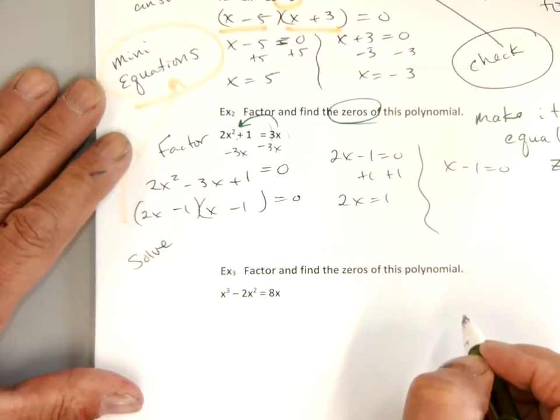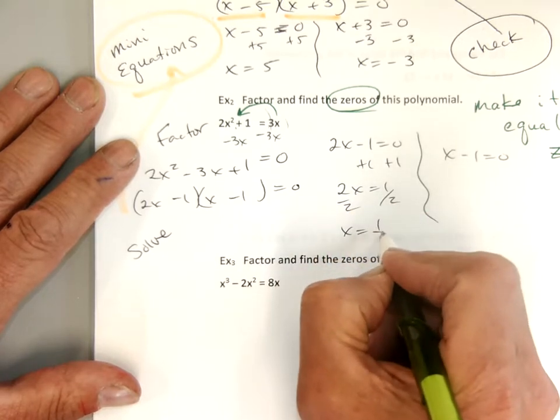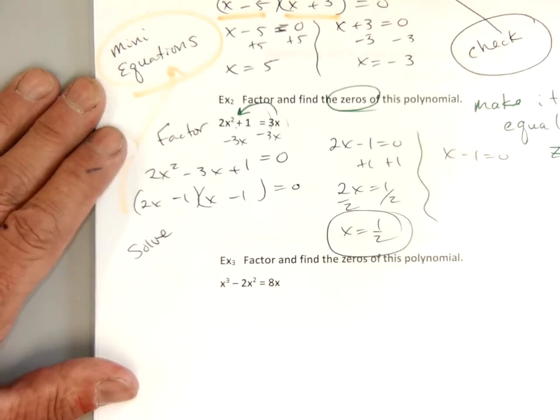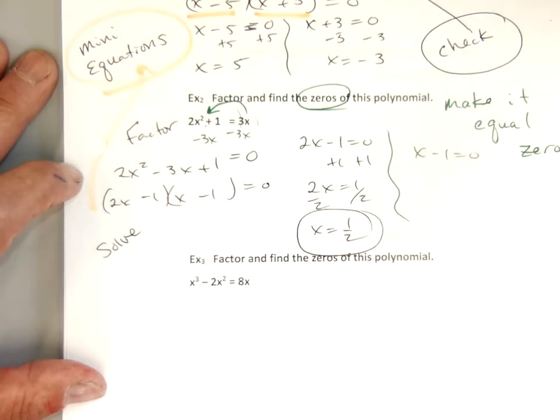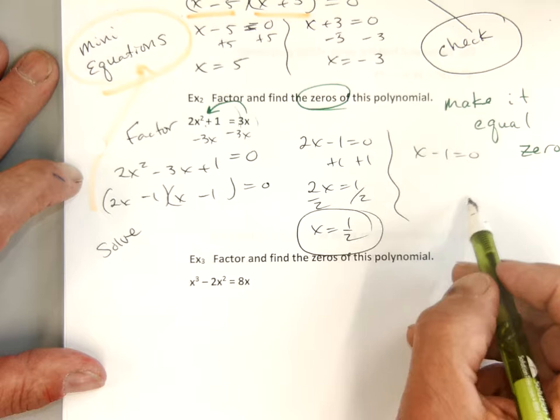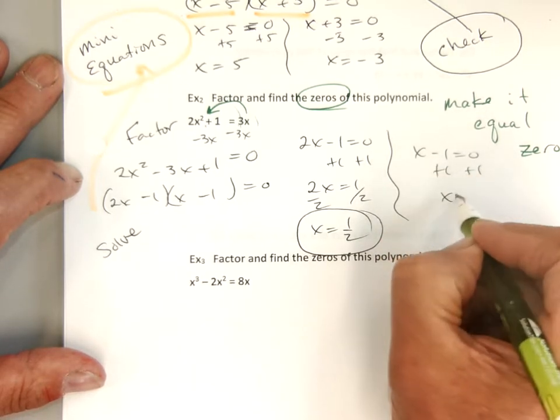2x equals 1, right? Divide by 2. So my first zero is 1/2. That's my first answer. I just solved. Plus 1, divide by 2. Second one to solve for, that's easy. Plus 1, x equals 1.